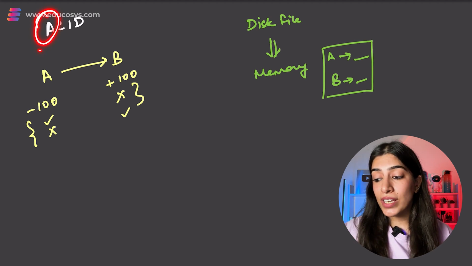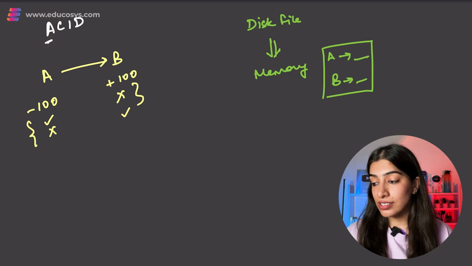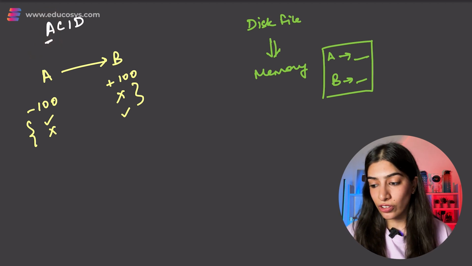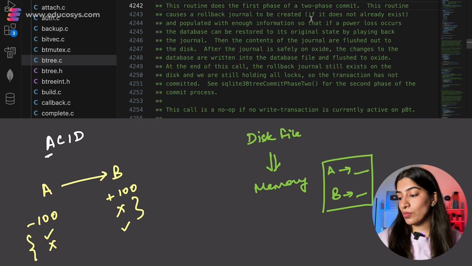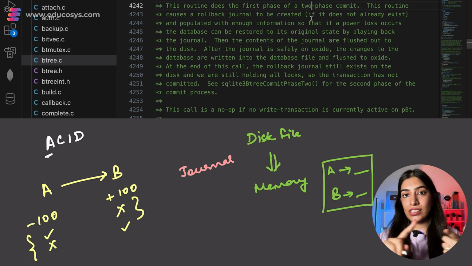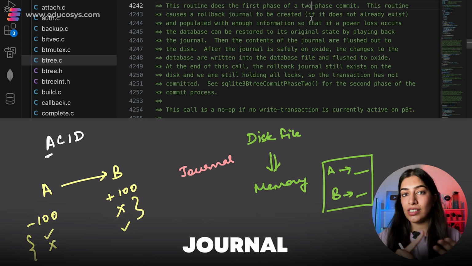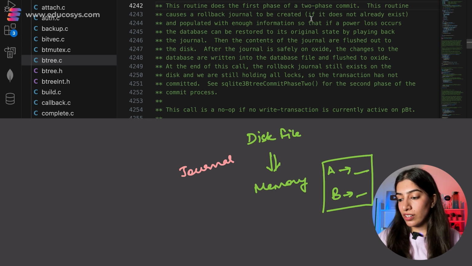We expect atomicity from SQLite. So how should SQLite take this into picture? How does it handle this scenario? To handle this scenario, there is one more component that finally comes into picture, which is called the journal. So there are three things: one is the cache, one is the journal, and the other is the disk file. So let's see what exactly happens in phase 1 and phase 2.